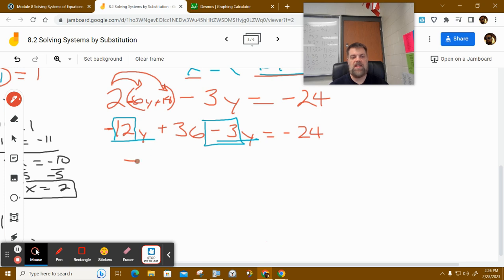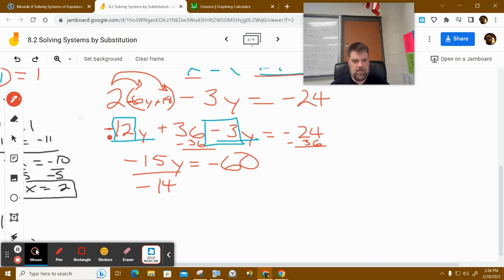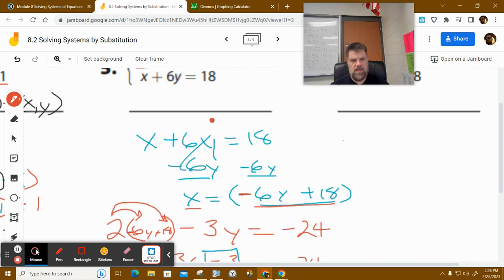So when we go to combine these like terms, I actually get negative 15y is equal to negative 60, right? Because we're going to subtract 36 from both sides too, and combine like terms. So now, when I divide, oh my goodness, I wrote down 14. So when I divide by negative 15 on both sides, guess what y equals? 4. So that's part of it, right?